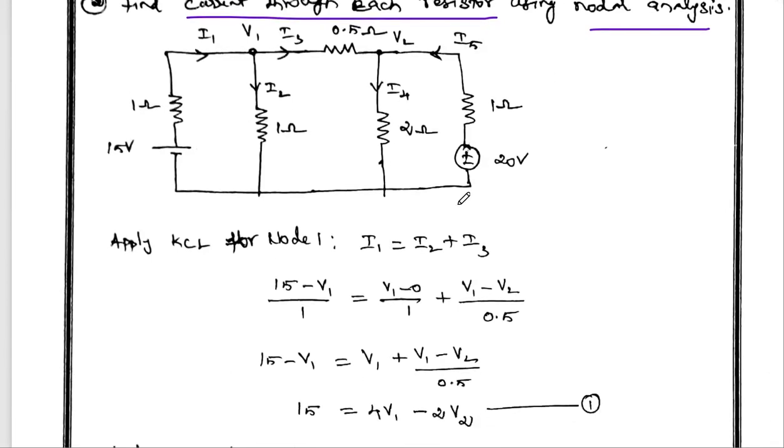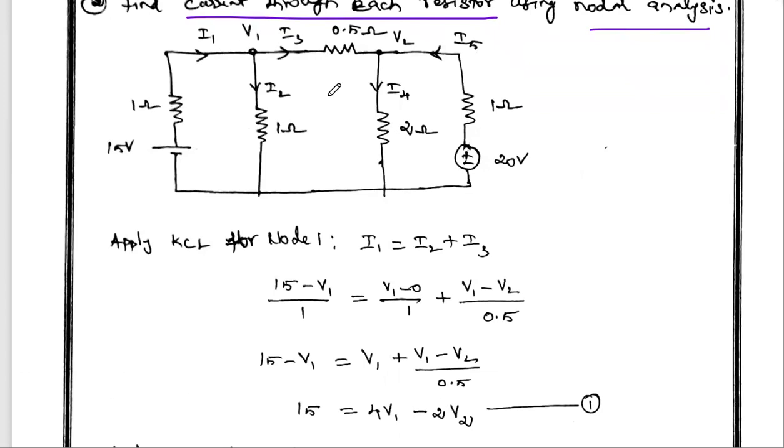So what is the procedure in nodal analysis? First, we have to identify how many nodes there are. Here the current direction is not given in the problem, so we have to mark the current direction. Only the diagram with the voltage source values and resistance values is given. We have to mark the branch currents.